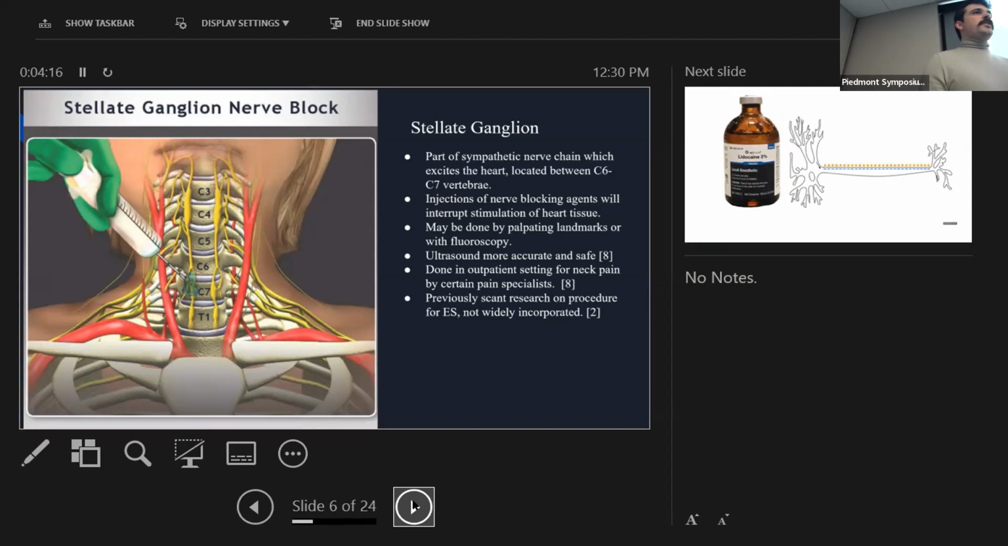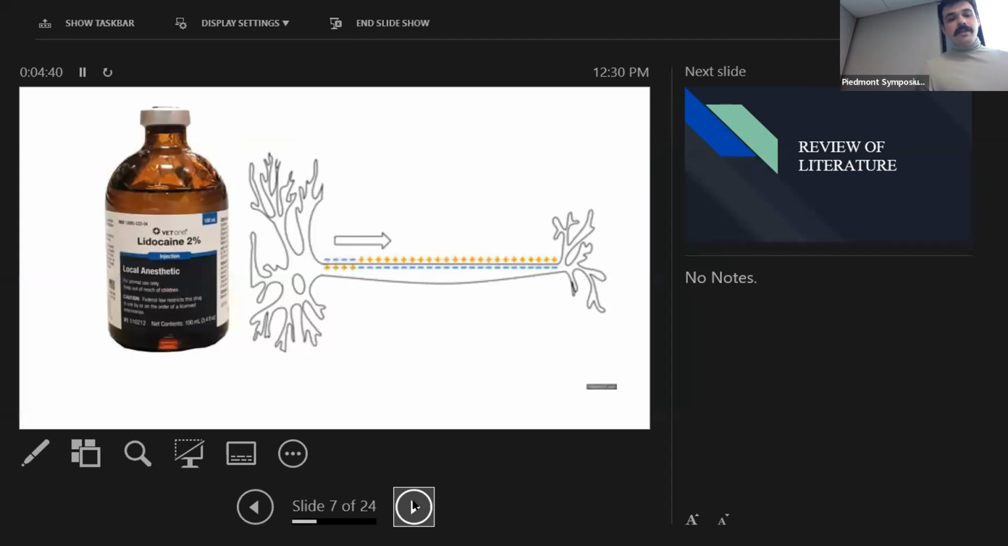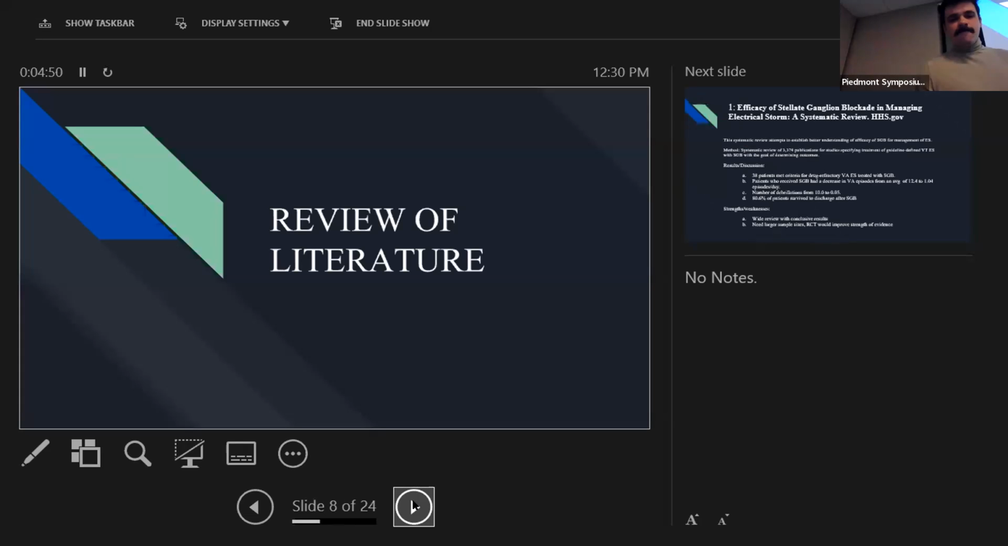Historically, this has been done more often in an outpatient pain control or pain specialist scenario. And more recently, it's been considered as something that could be used to stop this autonomic stimulation of the heart during VTAC. However, there hasn't been a large body of research on it yet, and it's still relatively recent. So that's why it's something that I wanted to talk about. It's not widely incorporated. Here's just an illustration of that conduction along the axon of a neuron, and lidocaine, a sodium channel blocker, can interrupt that conduction. So that's kind of what we're talking about here.